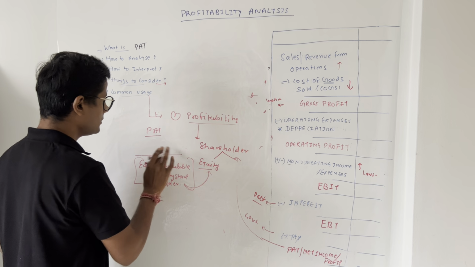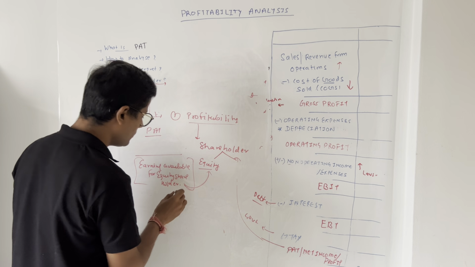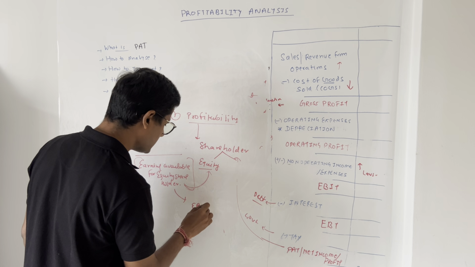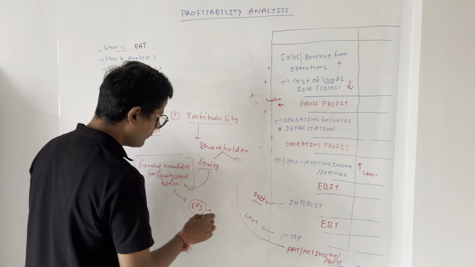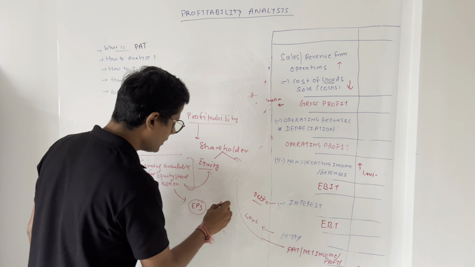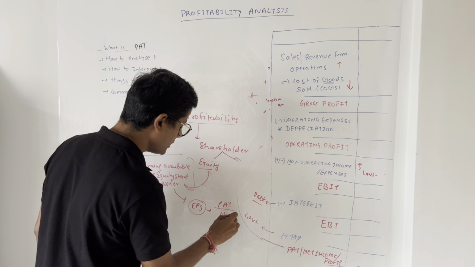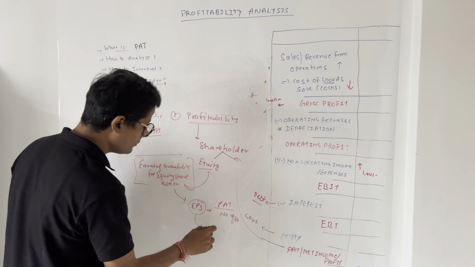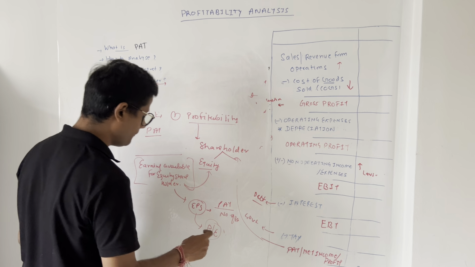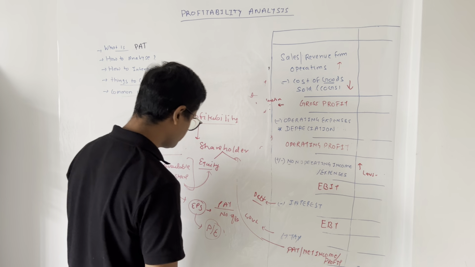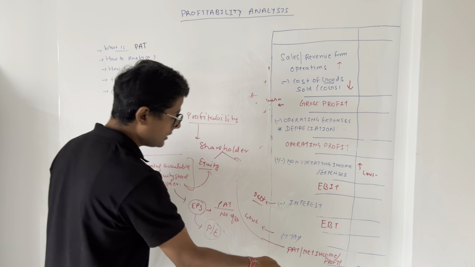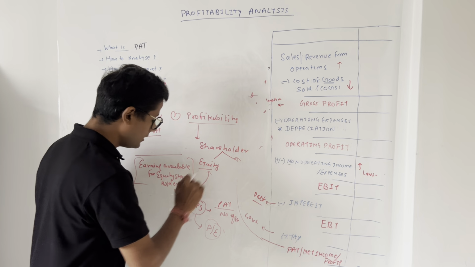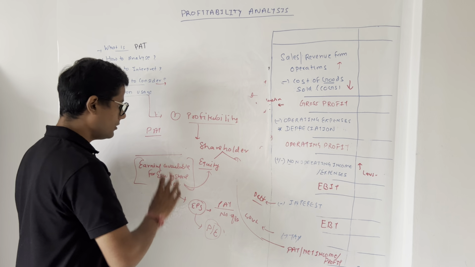So this PAT, or earnings available for equity shareholders, is used for many analysis purposes. It is used for EPS calculation. What is the earnings per share? For that you do PAT divided by the number of shares, then you will get your EPS. Then EPS is further used to calculate the PE ratio and market valuation, right? So this is a very important element in financial analysis. From PAT you get the EPS, and from EPS you calculate the PE ratio and all.